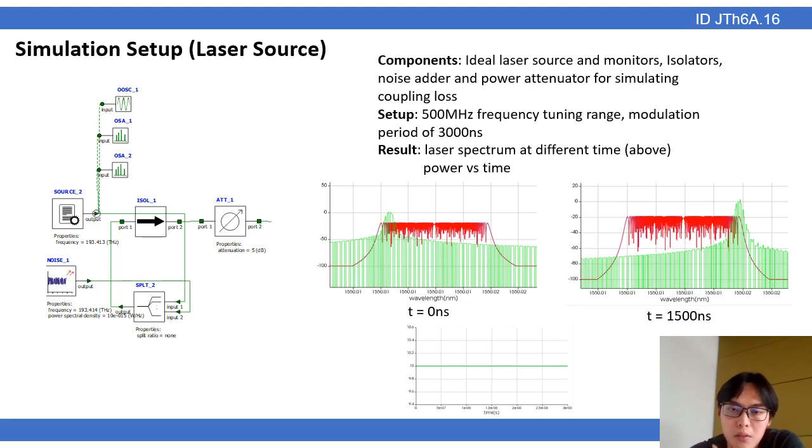The picture on the right shows the spectrum of the laser for t equals 0 nanoseconds and t equals 1500 nanoseconds respectively. The laser is tuned by a triangular waveform, so it goes from 1550 nanometer to 1550 nanometer plus the wavelength equivalent of 500 megahertz. The picture on the bottom shows the power versus time of this laser. Because we have a perfect laser source, you don't see residual amplitude modulation in this case.